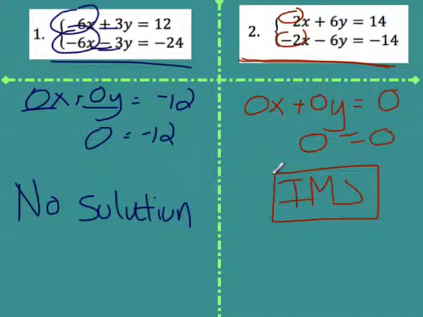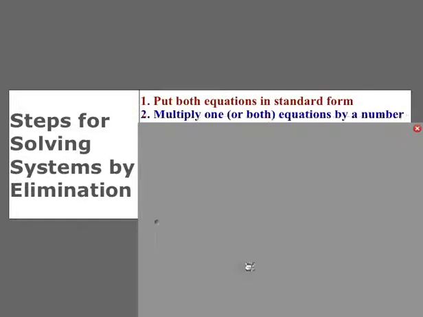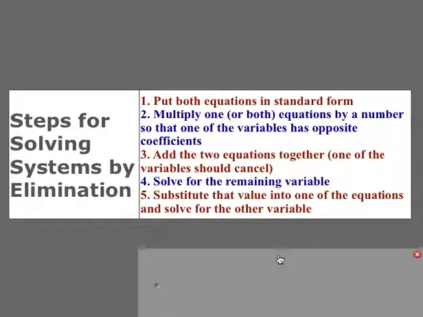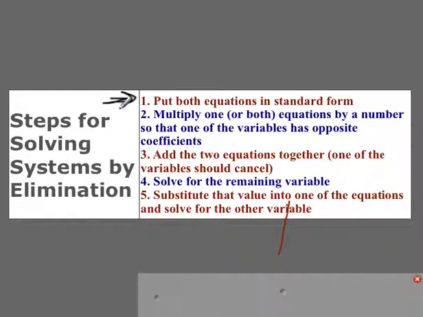Alright, let's take a look at the steps. All the steps are pretty much going to be the same for solving things by elimination. But there's 2 new steps that I want to make sure you note. The first one is putting the equations in standard form. Remember, that means that you have your x's and y's on the same side and the thing that's just a number on the other side.